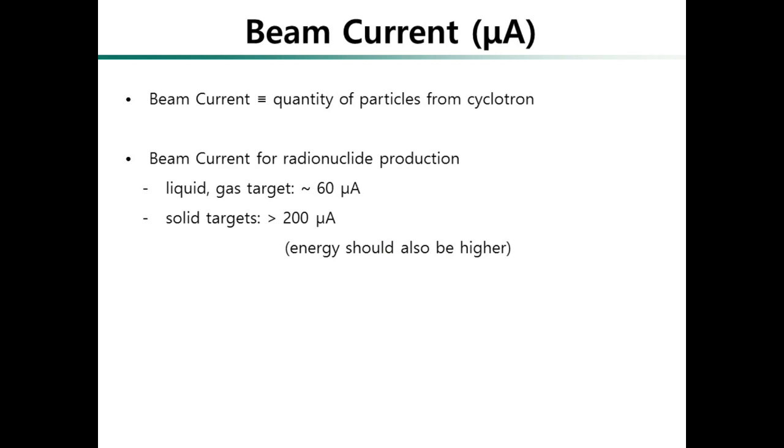Especially we use water cooling, or sometimes we put in a helium cooling system. So we consider the optimal range for production of the radionuclide.